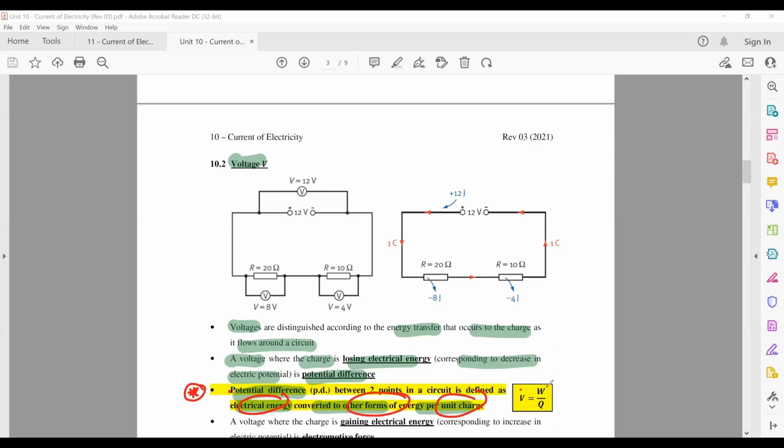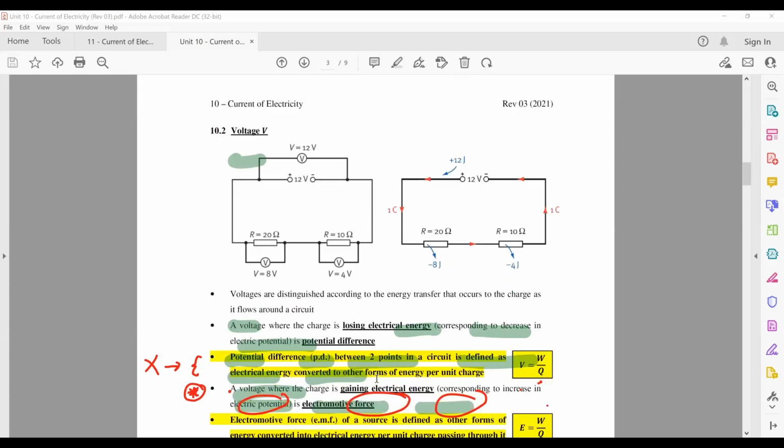So PD is electrical energy converted to other forms per unit charge. This one here is not the formal definition. This one is more for you to understand why it is like that. So a charge that loses energy, corresponding to a decrease in electric potential, is potential difference.